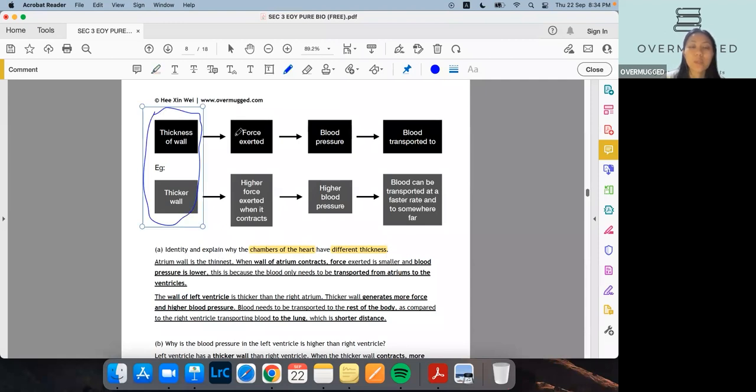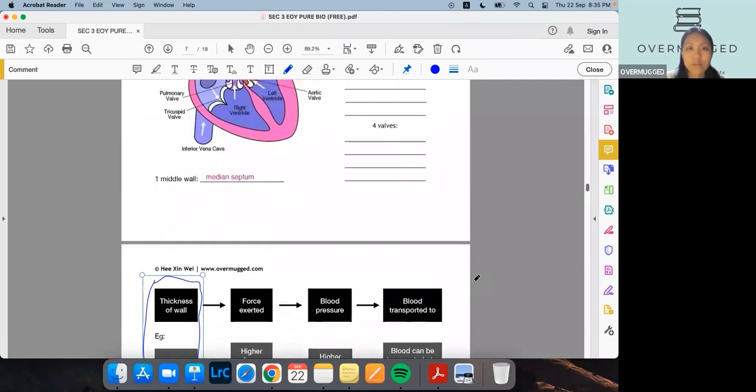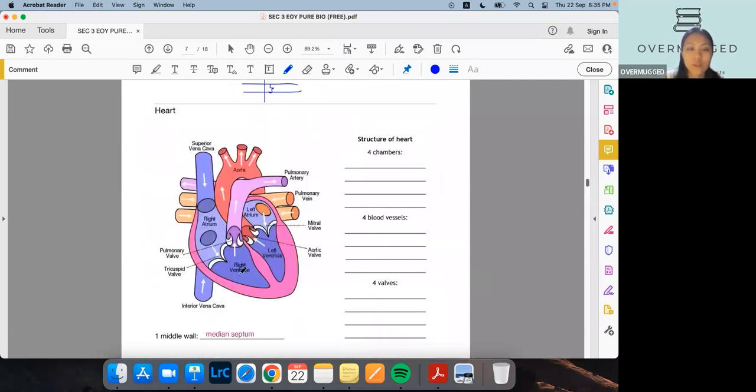So you need to explain everything after that, right? They're asking about the thickness of the wall. So therefore you talk about how the force exerted affects the blood pressure and therefore affects how fast and how far the blood can be transported. So in this case, where is the blood in the atrium being transported to? The ventricle, super near to each other. Blood in atrium, transport to ventricle, right?